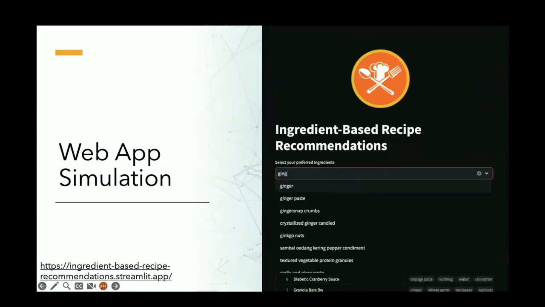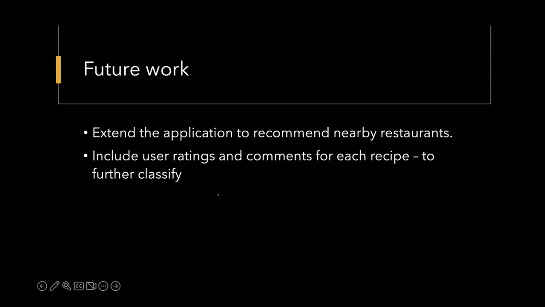So the future work may include extending this application to recommend nearby restaurants. After we get the recipes, maybe include real-time data obtained from web scraping from third-party applications like Google or Uber or something like that, and recommend nearby restaurants. That would be a good idea. And also maybe include user ratings and comments for each and every recipe, so that the new user will better know what recipe they're gonna eat.